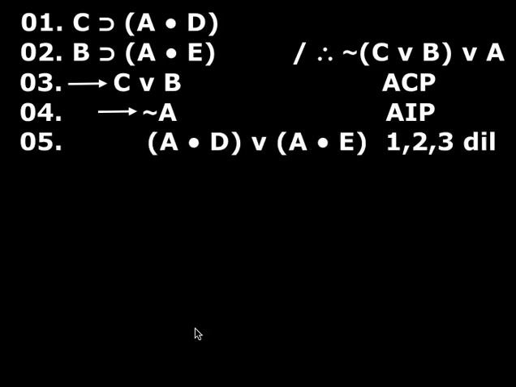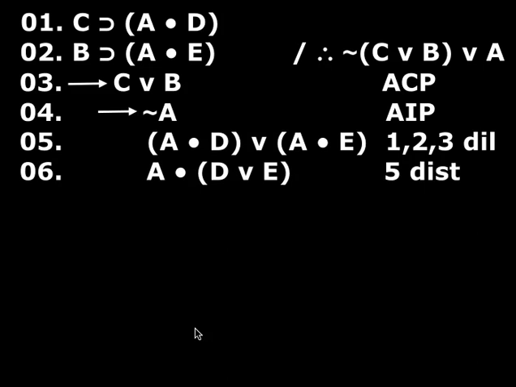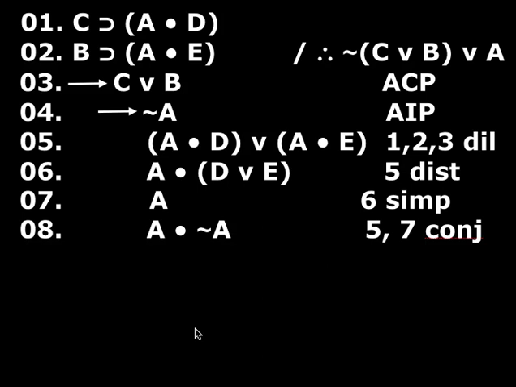I'm still going to use dilemma on 1, 2, and 3. Why not? Do distribution. Simplify the A off, and there's my contradiction. I've got A and not A. So I can conjoin those two. A and not A. That's my contradiction. I'm going to close my indirect proof.